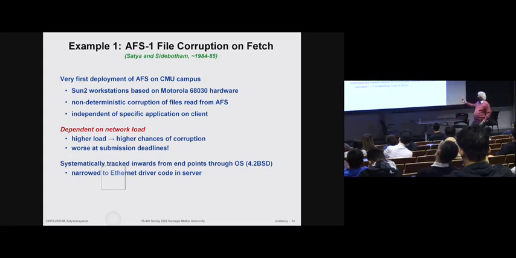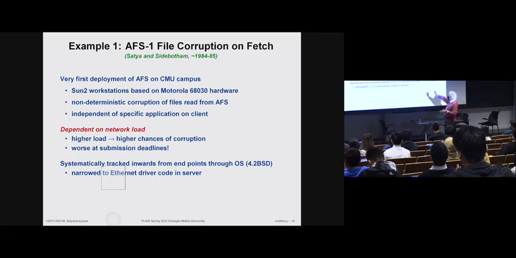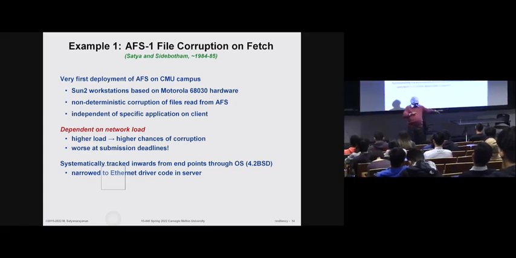So what do we do? Well, I'm compressing on the order of 4 to 5 person-months of work into 5 minutes of class time, okay? So we systematically tracked inwards and narrowed the problem down to the Ethernet driver code on the server. Now this was 1984. You have to understand that Ethernet, which is a wired network protocol, in 1984 worked similar to Wi-Fi today.